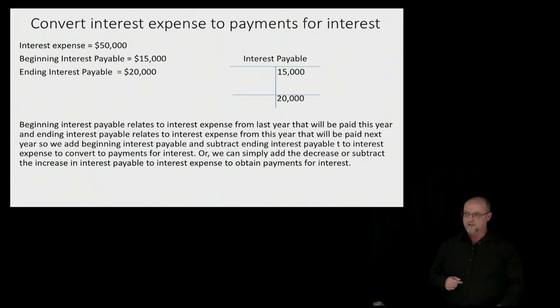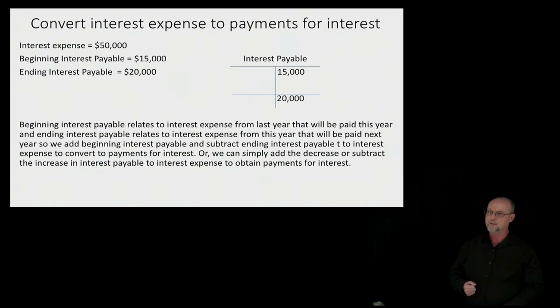Convert interest expense to payments for interest. Okay? Interest expense, $50,000 for the year. Beginning balance of interest payable, $15,000. Ending balance, $20,000. Okay, here we go again, same process.